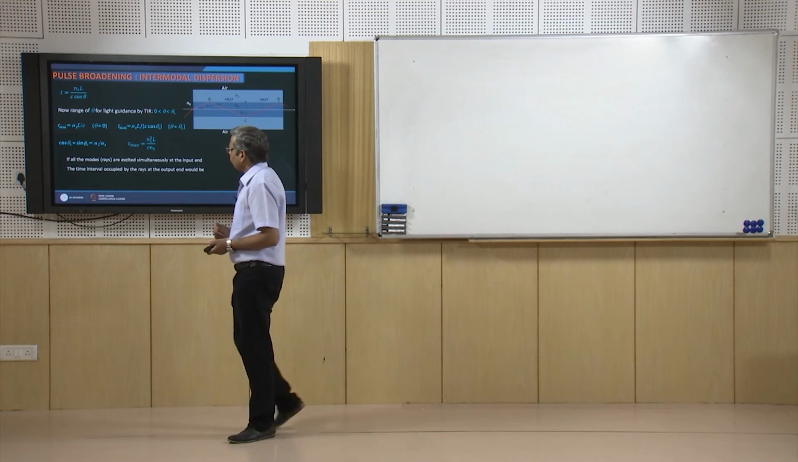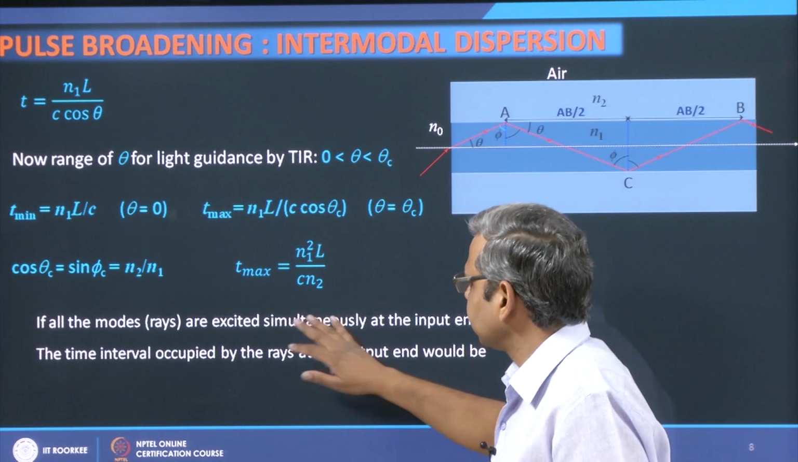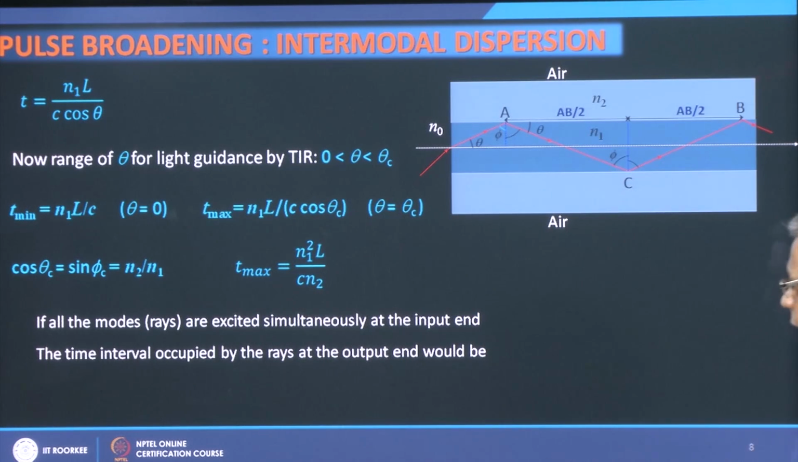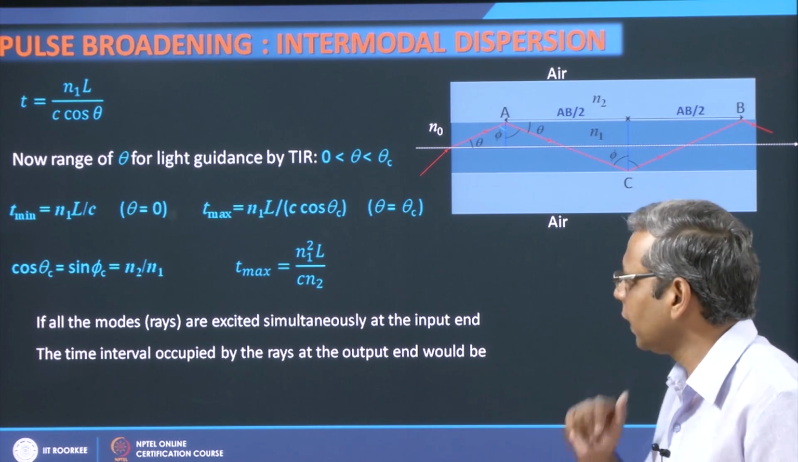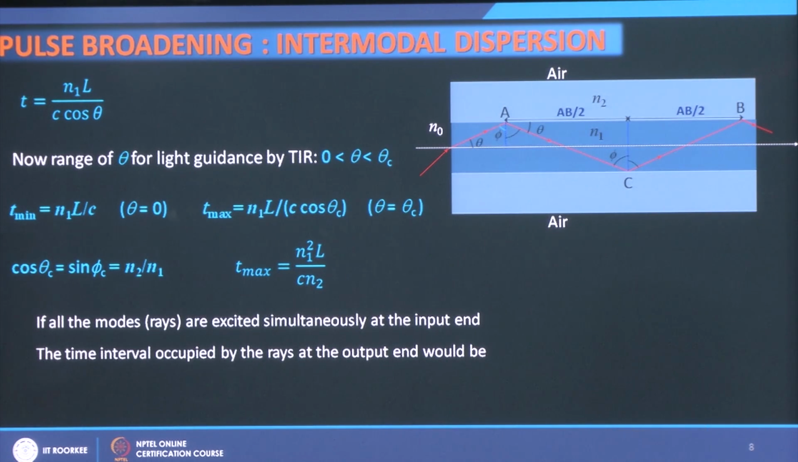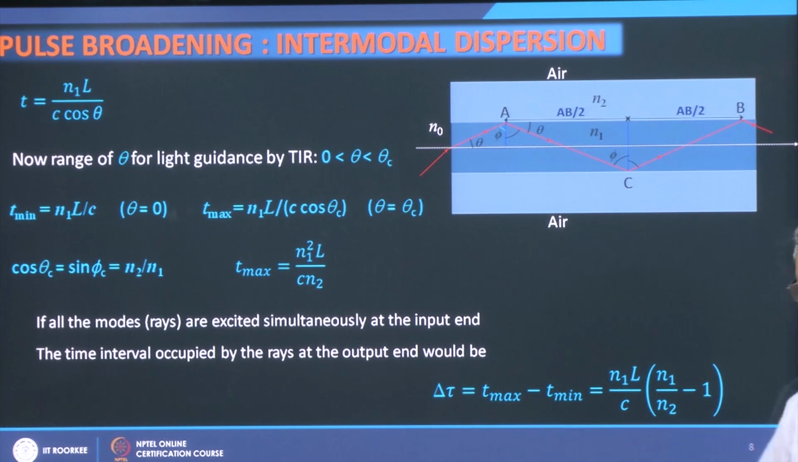Okay. Now if all the rays are excited simultaneously at the input end, then the time interval occupied by the rays at the output end would be T max minus T min, which I represent by delta tau, the broadening, and it would be simply N1 L by c times N1 over N2 minus 1.